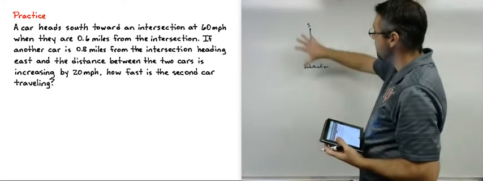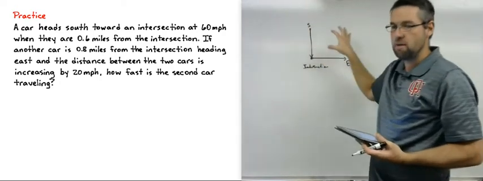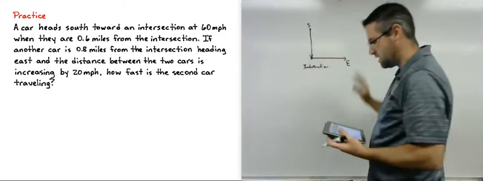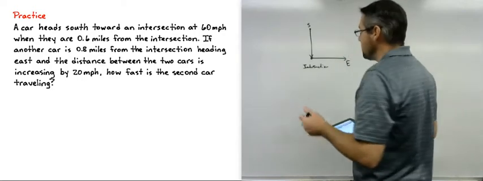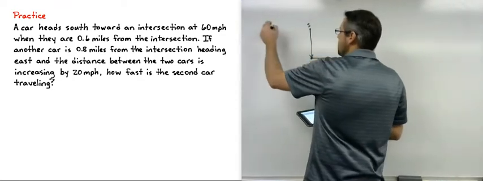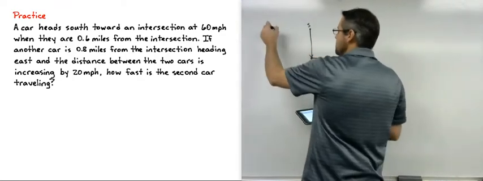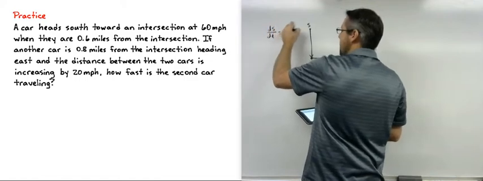Now, I don't want to put it in the picture. I want to list it off to the side, because again, if I put it in the picture, I'm implying that it's not changing, it's a constant, and that's not necessarily true. The car heading south is traveling at a rate of 60 miles per hour. Well, that's a rate, so that's going to be ds/dt is 60 miles per hour.